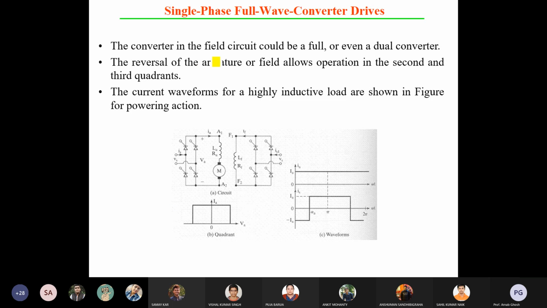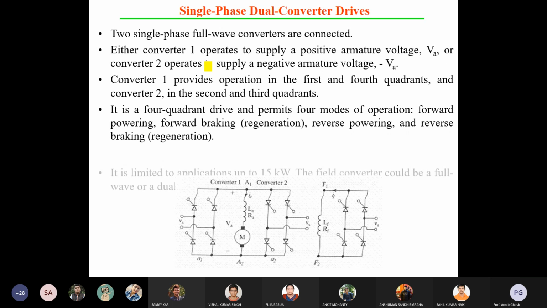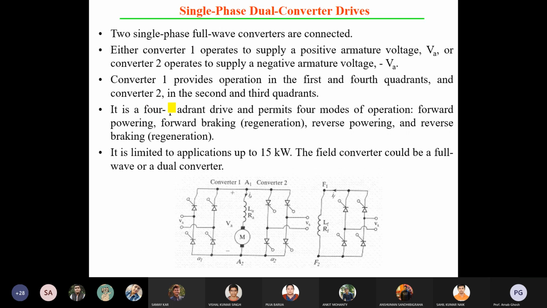Now for the dual converter, what can you see? In a dual converter you can observe there are two converters, converter 1 and converter 2. Both are connected, and their orientation is complementary to each other. Suppose one converter set is connected in one manner, the reverse happens in converter 2. For the field, only the full bridge is there, and the field winding is energized.